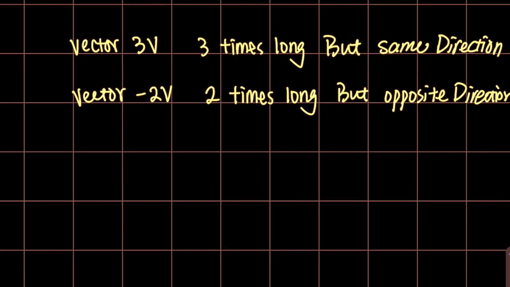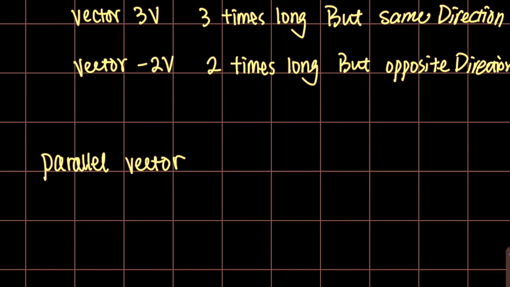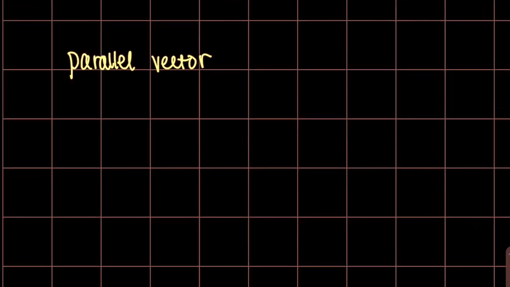So these two, 3V and -2V, are examples of parallel vectors. So what are parallel vectors? Parallel vectors are vectors where each one is a scalar multiple of the other. Notice that 2 vectors are parallel if they point in the same direction or if they point in opposite directions.